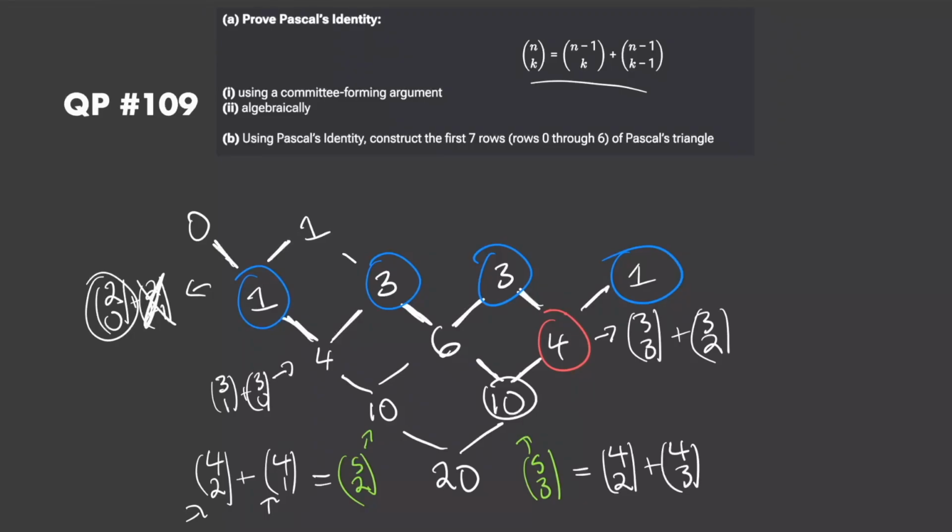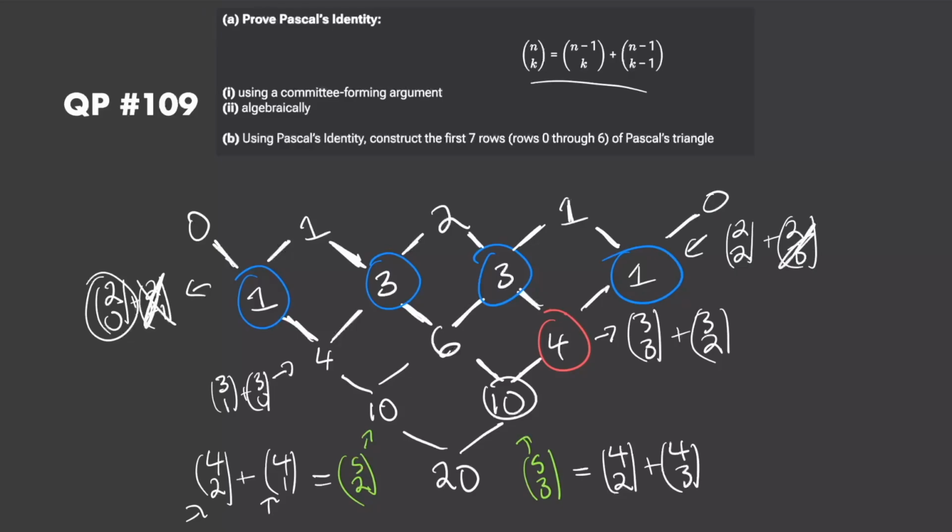3 choose 1 can be broken down into 2 choose 0 plus 2 choose 1. 2 choose 1 is 2. This 3 choose 2 term can be broken down into 2 choose 1 plus 2 choose 2. 2 choose 2 is 1. And then this 3 choose 3 can be broken down into 2 choose 2 plus 2 choose 3. Again, this term doesn't make any sense, so we're just going to call that 0.